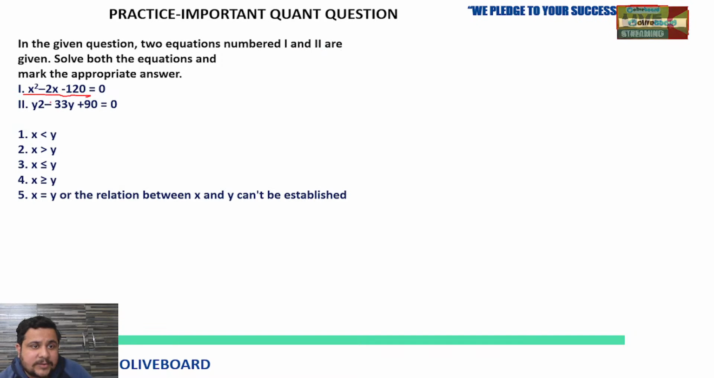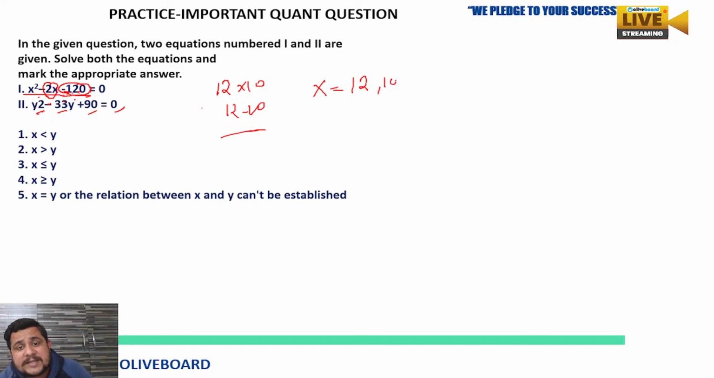Our next quadratic equation is x square minus 2x minus 120 equal to 0, and y square minus 33y plus 90 equal to 0. So x square minus 2x minus 120. The value of c is minus 120, the constant is minus, and the minus sign means we have to break this 2 into two parts by subtraction, by the difference. So 12 multiply 10 is 120, and 12 minus 10 is 2. So the roots of x will be 12 and 10. But what will be the signs of these roots?